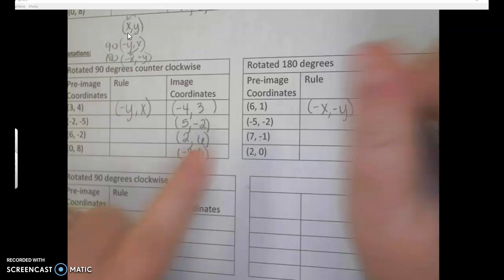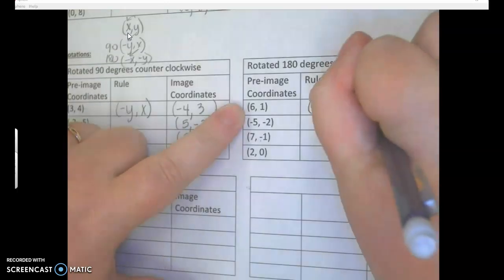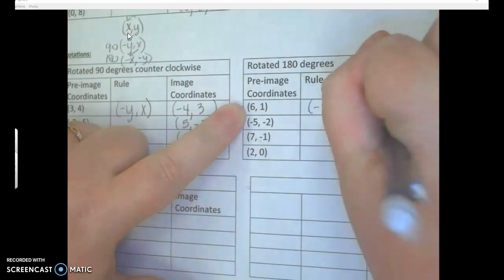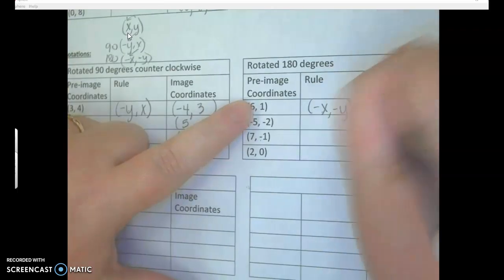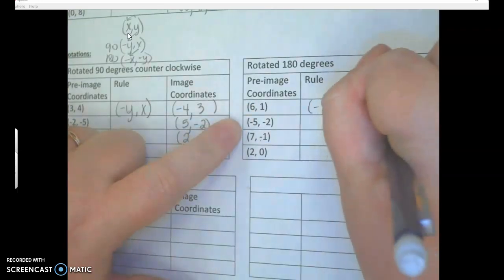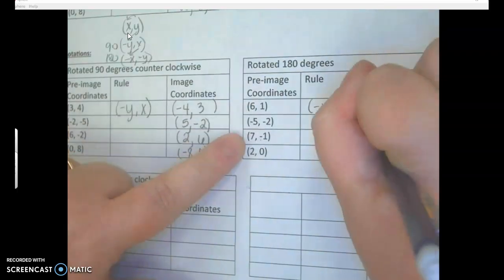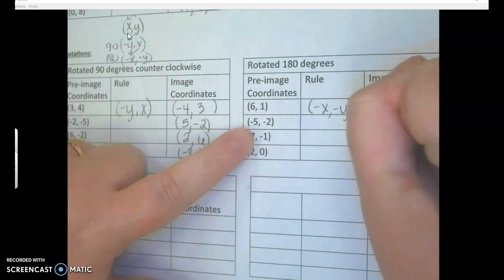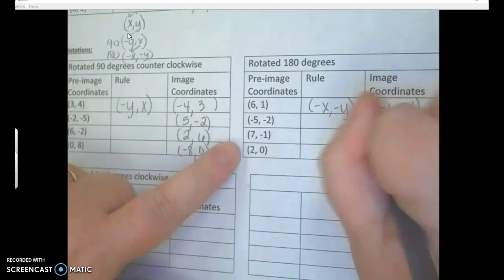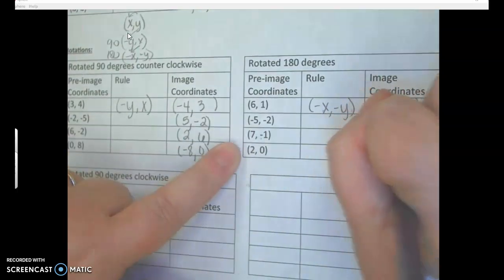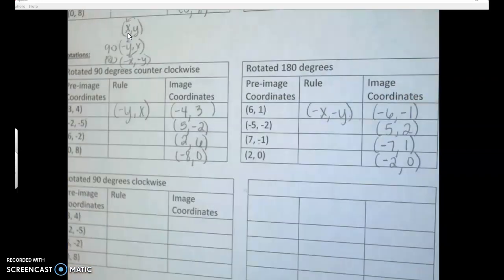So the opposite, or the inverse, of 6 is -6, and then -1. Opposite of -5 is 5. Opposite of y is 2. Opposite of 7 is -7. Opposite of -1 is 1. Opposite of 2 is -2. Opposite of 0 is 0.